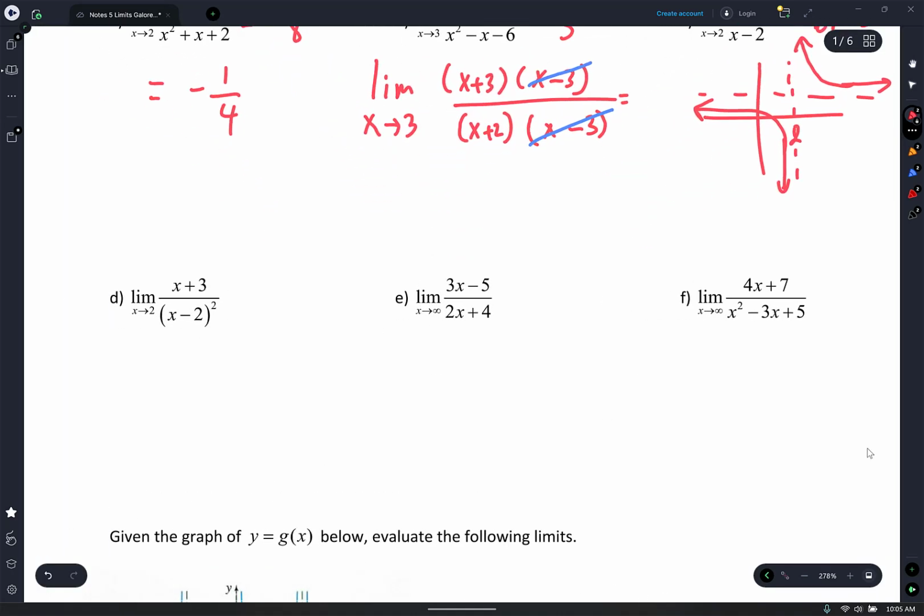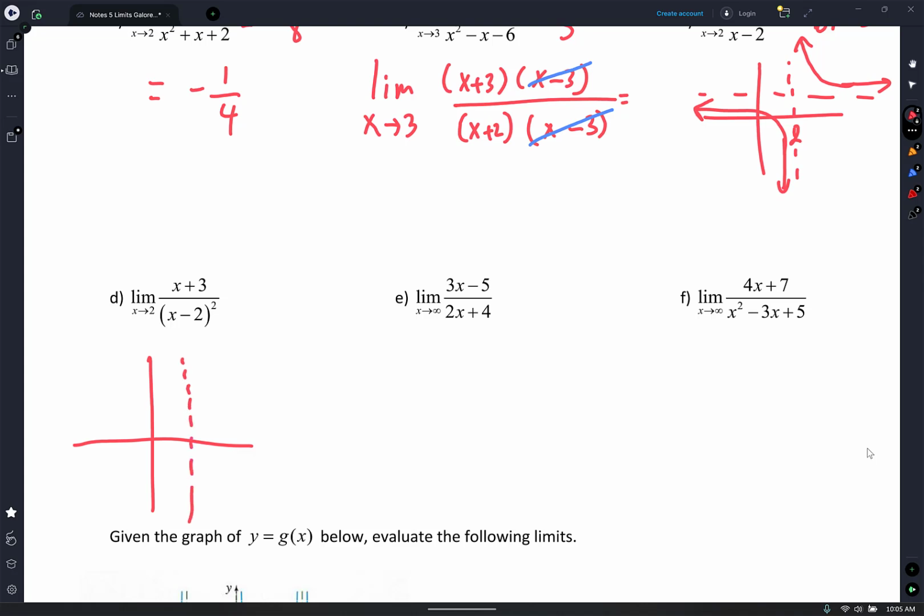This one, again, does not exist, but it does have a common behavior. So I'd rather have the behavior than does not exist, but I guess worst case scenario, it's a number over 0. Does not exist. You can always put does not exist for safety. But what if that answer is not in the multiple choice? This has a horizontal asymptote of 0, but as you approach 2 from the right-hand side, it's positive infinity. And if you approach 2 from the left-hand side, it's also positive infinity.